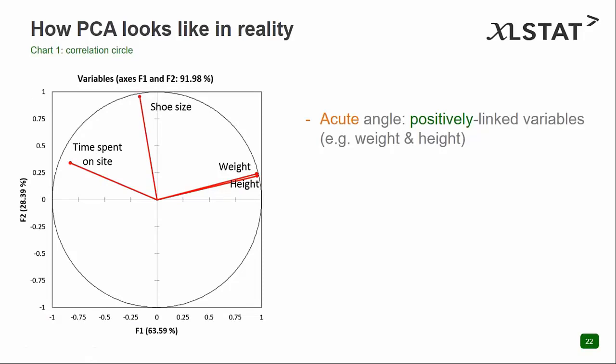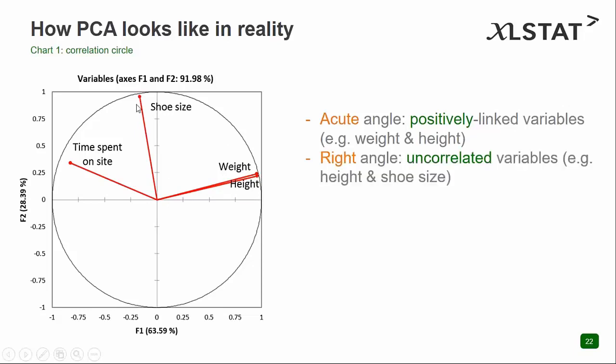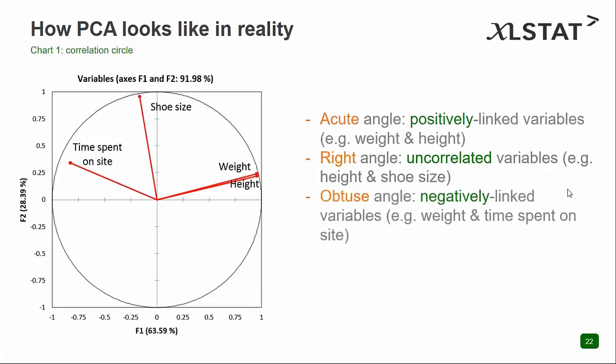Here we're going to interpret the relationships between variables. Things are interpreted in terms of angles. Narrow angles or acute angles depict positively linked variables. So weight and height are super positively linked. Right angles, such as weight versus shoe size, depict uncorrelated variables. So there's no link between shoe size and weight. So if weight increases, shoe size doesn't really move. Wide angles or obtuse angles depict negatively linked variables such as weight versus time spent on website. So when weight increases, time spent on site will decrease.